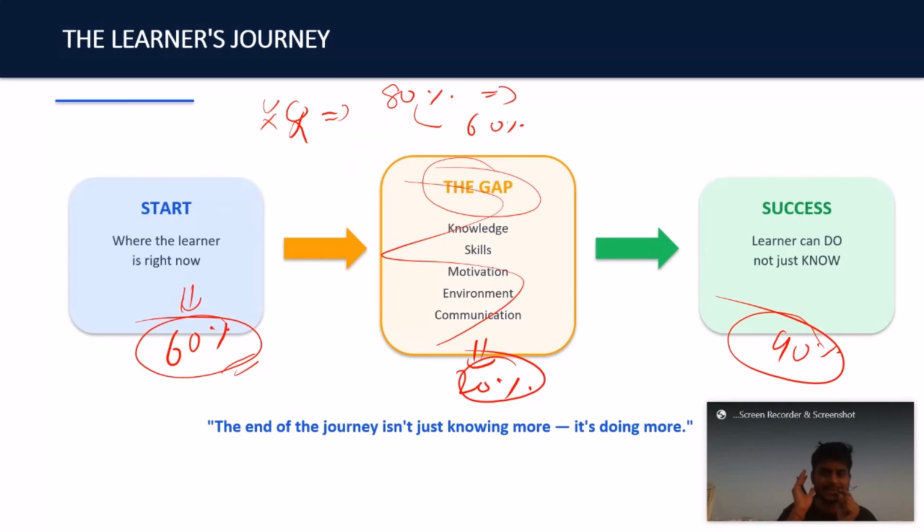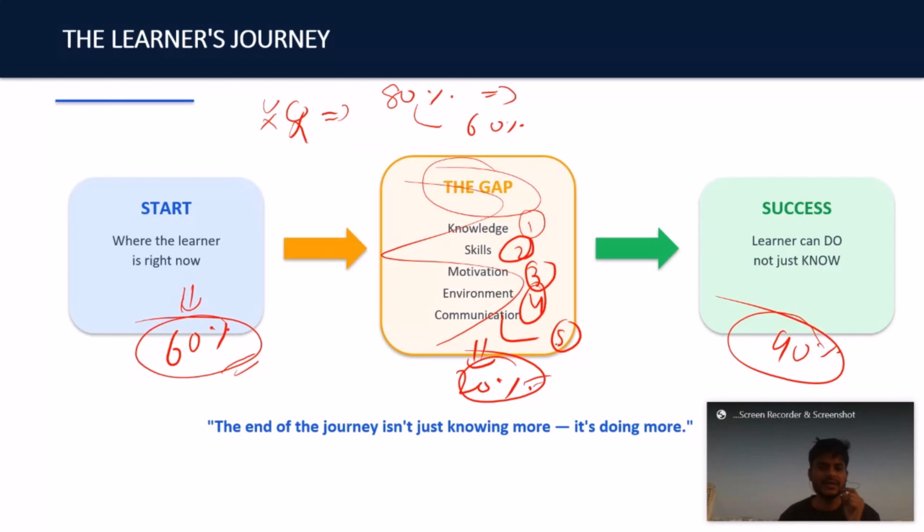This can be due to multiple skills gaps. It can be a knowledge gap: the sales representatives are not aware of the product information, so they are not able to communicate well to the client. Second can be skills, like they don't actually have communication skills, right? And third is motivation. It can be about environment, it can be about communication. So these are the gaps the 20% can have.